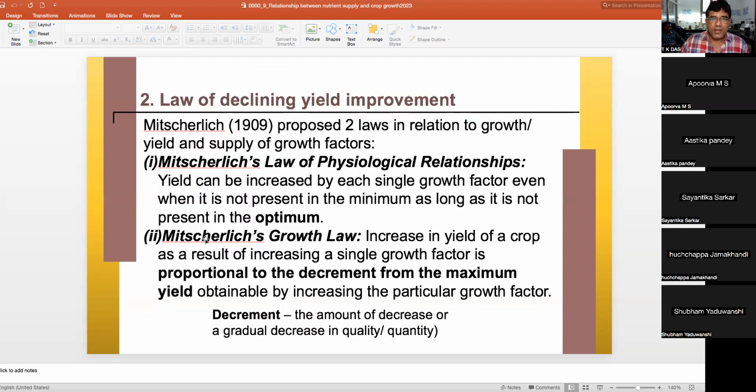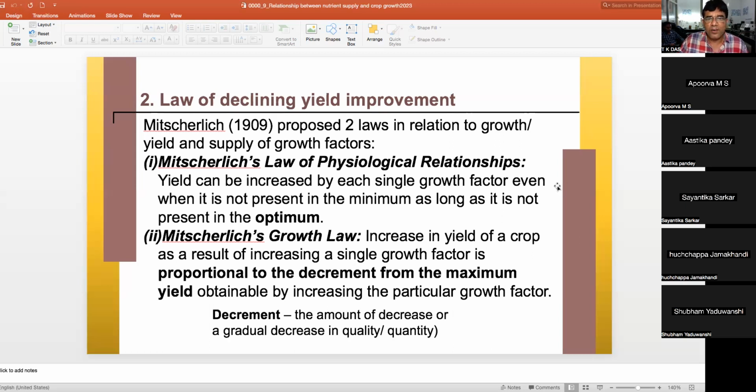But see the law of declining yield improvement given by Mitscherlich in 1909. He proposed two laws in relation to growth, yield, and supply of growth factors. Dear students, if you want to get more knowledge on this subject, this equation and other related things, you can read one or two chapters from Soil Fertility Evaluation by C.A. Black. I have given you that book. Its soft copy was shared with you. So you can see detailed information about this topic from Soil Fertility Evaluation by C.A. Black.